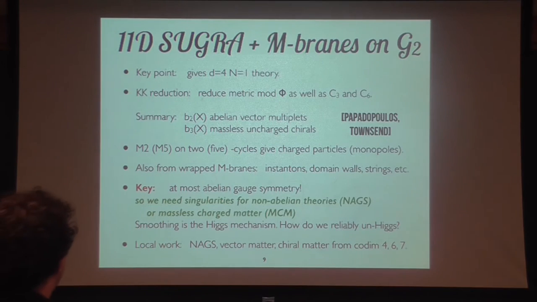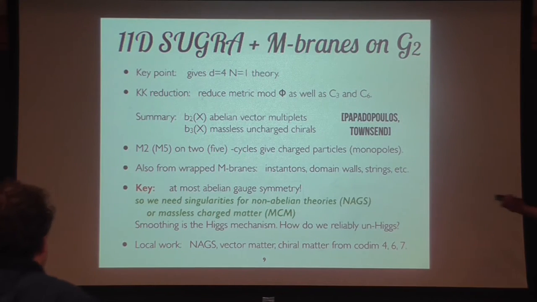Good. So when you KK reduce supergravity on this, you get V2 of x abelian vector multiplets, and you get V3 of x massless uncharged chiral multiplets. If there are submanifold representatives of certain classes, you can wrap M2 branes and M5 branes on 2-cycles and 5-cycles to get charged particles. Their charges can be computed by intersection theory, just topological intersections on the manifold. You can also get instantons, domain walls, strings, etc. from wrapping the M branes. And the key is that you get at most abelian gauge symmetry, which is why we're interested in how to take a singular limit to get non-abelian theories, or even abelian theories that have massless charged matter.